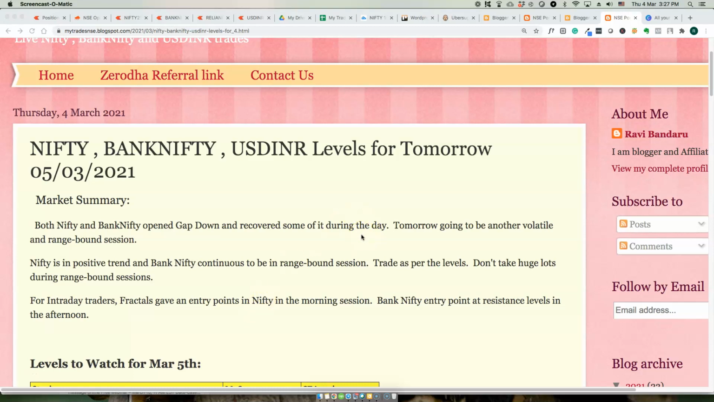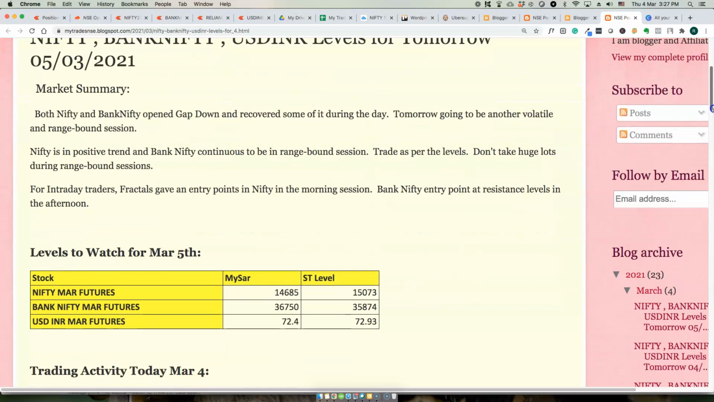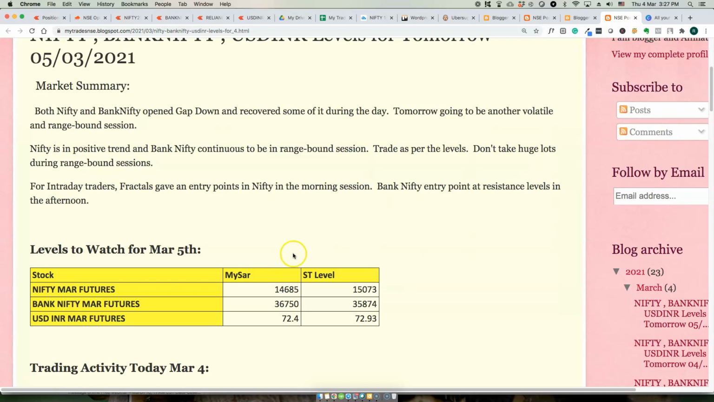So for intraday traders, Fractal gave entry points in Nifty in the morning session, and Bank Nifty gave an entry point at a resistance level in the afternoon. So here are the levels to watch for tomorrow, March 5th.